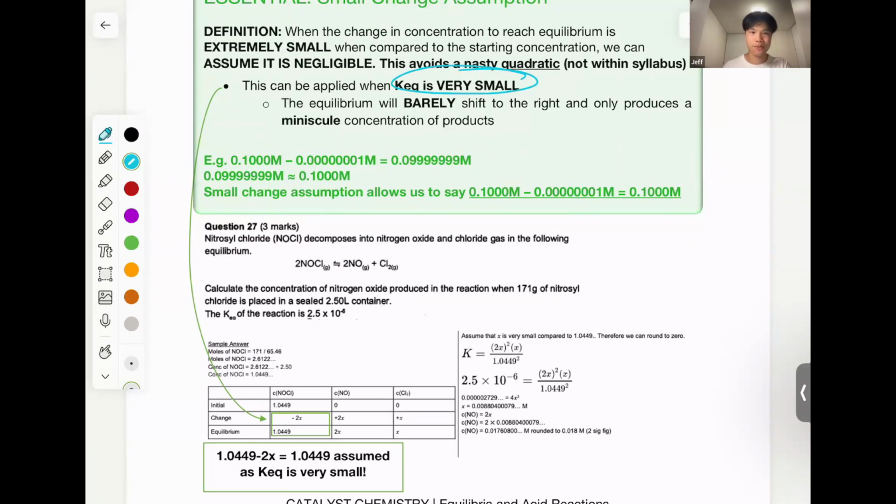Yeah, Gabriel? Is it that if KEQ is larger, then it would no longer be negligible, and then doing it with small change assumption or just calculating it normally would be entirely different? Yes. But think about why the small change assumption works when you have a small KEQ. First of all, when you have a small KEQ, what does that mean in terms of product and reactant concentrations?